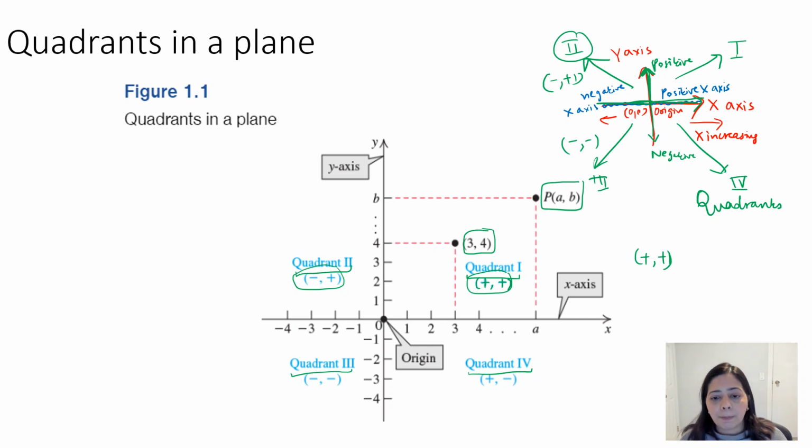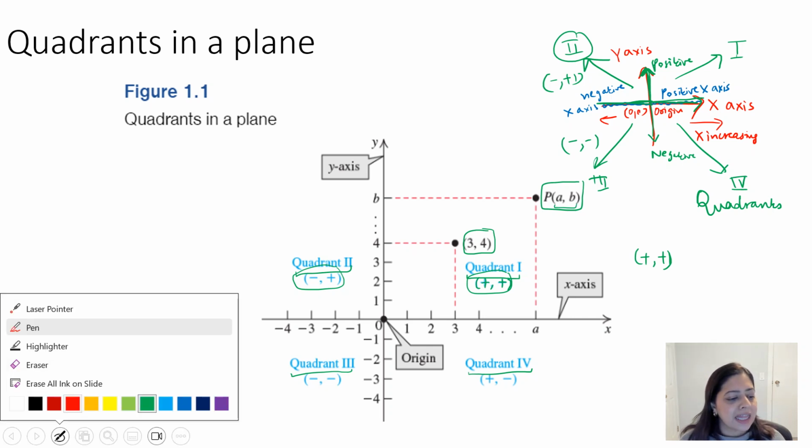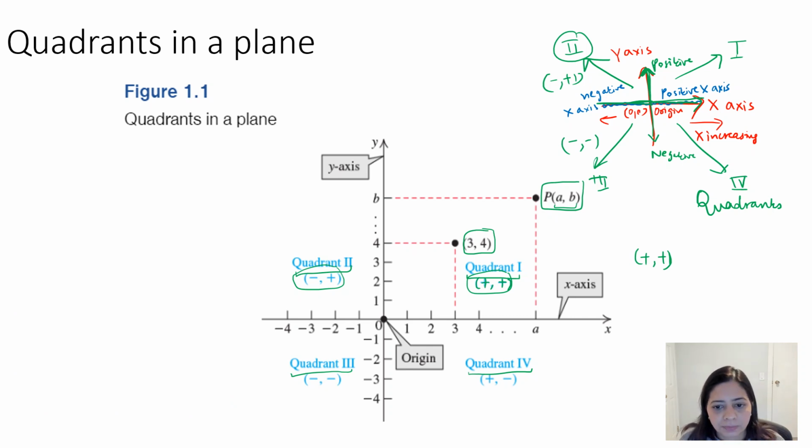And this is how any general point in a plane is indicated. It's labeled with a point P. You can use any notation, and these are the coordinates (a, b). Now let's understand the meaning of (a, b). How do you decide that this point is (a, b), or that this point is (3, 4)? Let's understand from (3, 4) first.